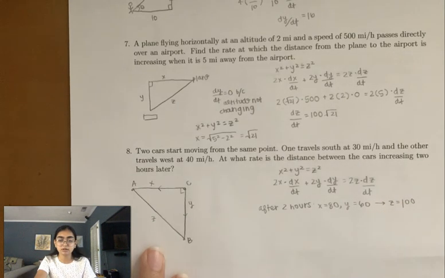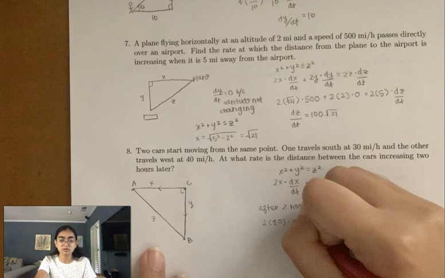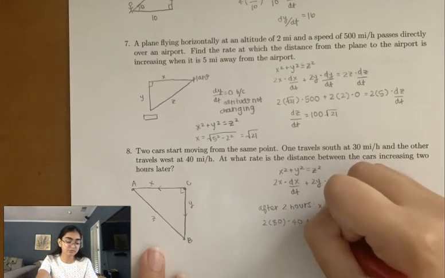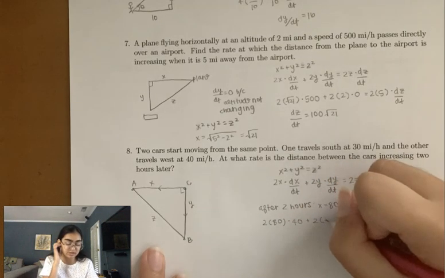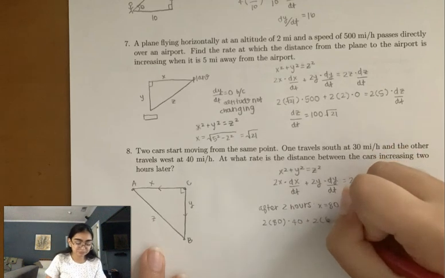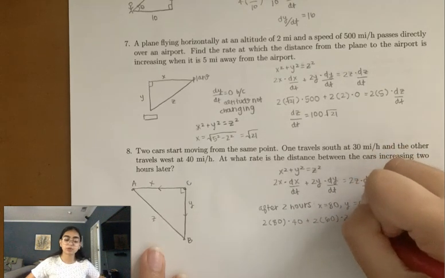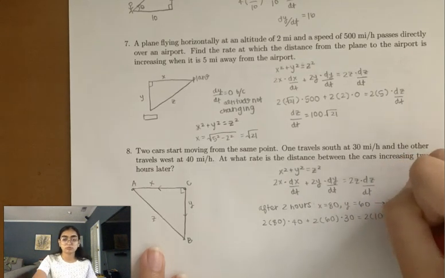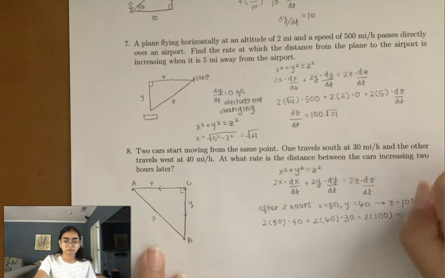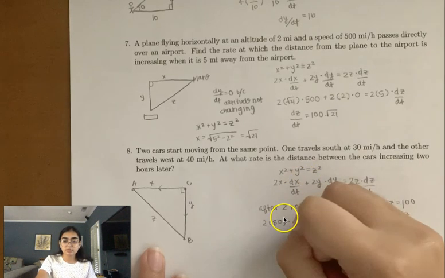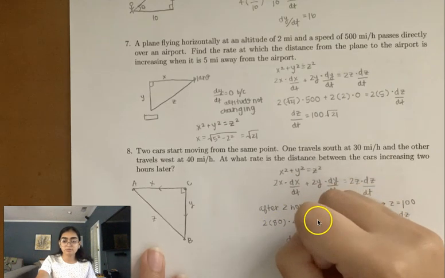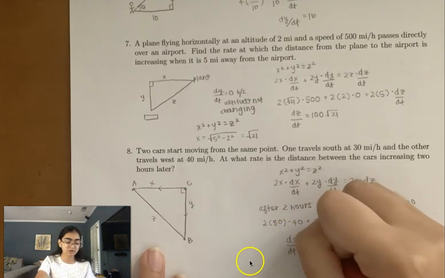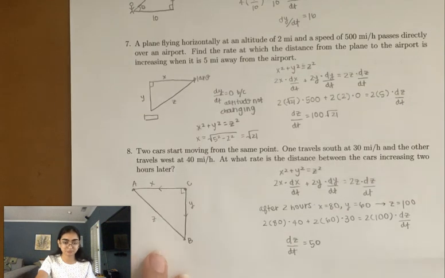So what we're going to get is 2 times 80 times 40 plus 2 times 60 times 30 is equal to 2 times 100 times dz over dt. So these 2 here are our rates, and then these are our x and y values. So dz over dt is equal to 50.